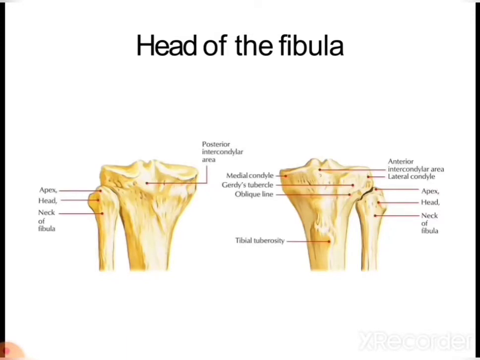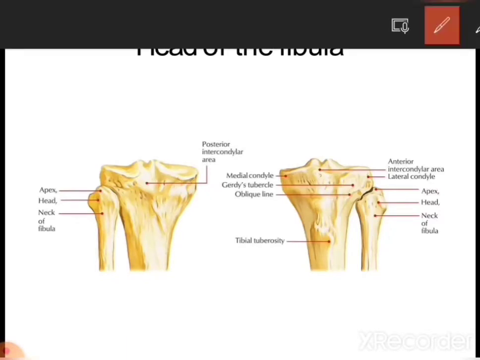So here we can see in the diagram the apex, which is known as the styloid process, then the head, and then the neck of the fibula.